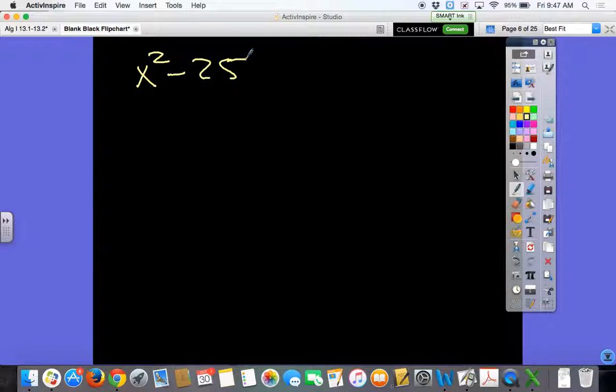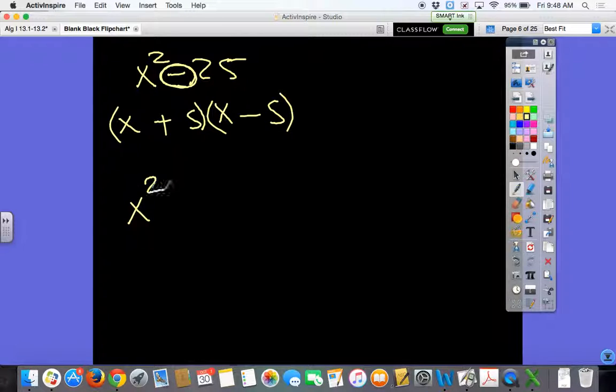So, as long as you look at it and you're like, okay, the square root of x squared, that's a perfect square. The square root of 25, that's 5. So both of them are perfect squares. It is the difference. Verify that it's subtraction. You do square roots in the front, square roots in the back, opposite signs. And you can keep going.